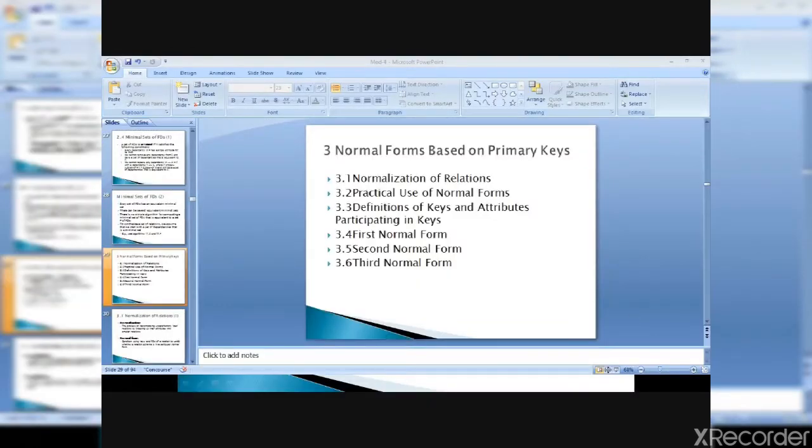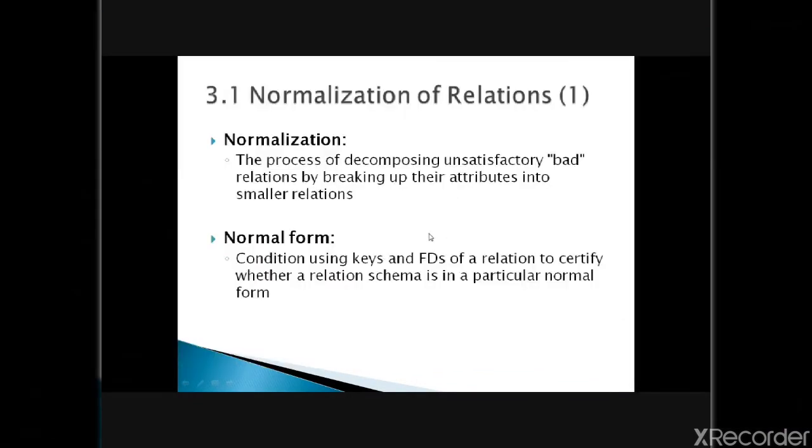To say that, we use the keys and FDs. Depending on that, we say whether it is in one particular standard or not. Those are nothing but normal forms. It is in some particular standard. There is normal form number one, and above that there is normal form two, then NF2, NF3, like that.